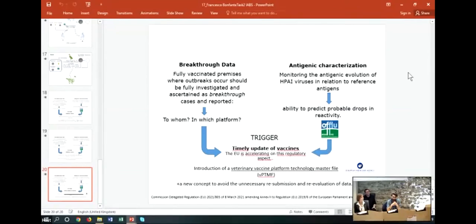It's been introduced, the veterinary vaccine platform technology master file. So as soon as you apply for a new registration of your product, now you can opt for a dossier that will prevent the unnecessary resubmission and reevaluation of your data in case you need to change your antigen.